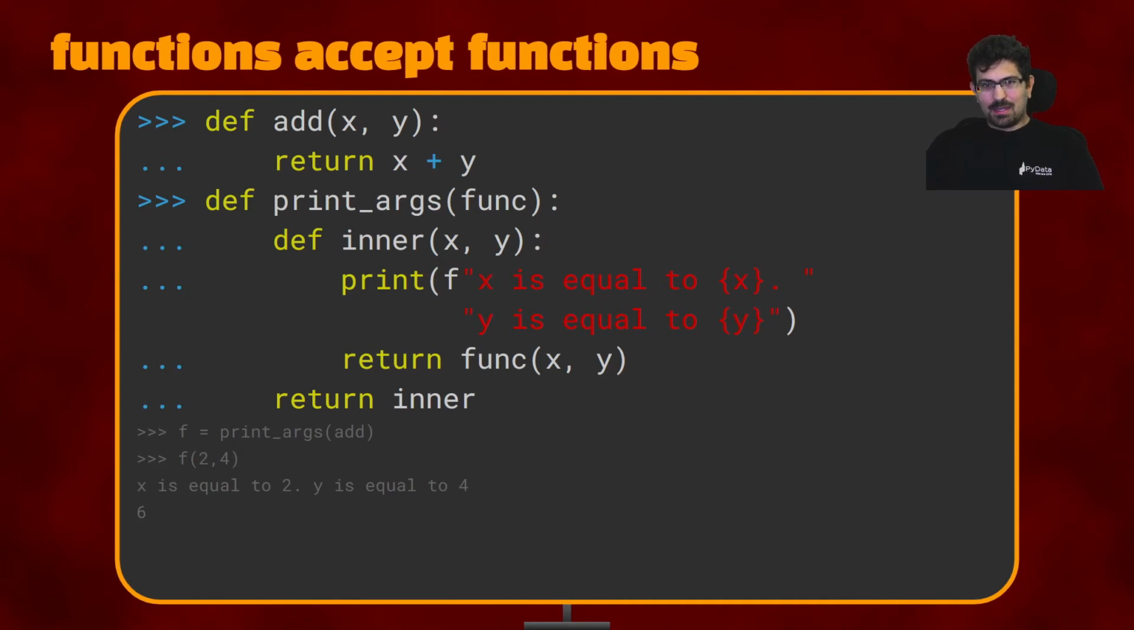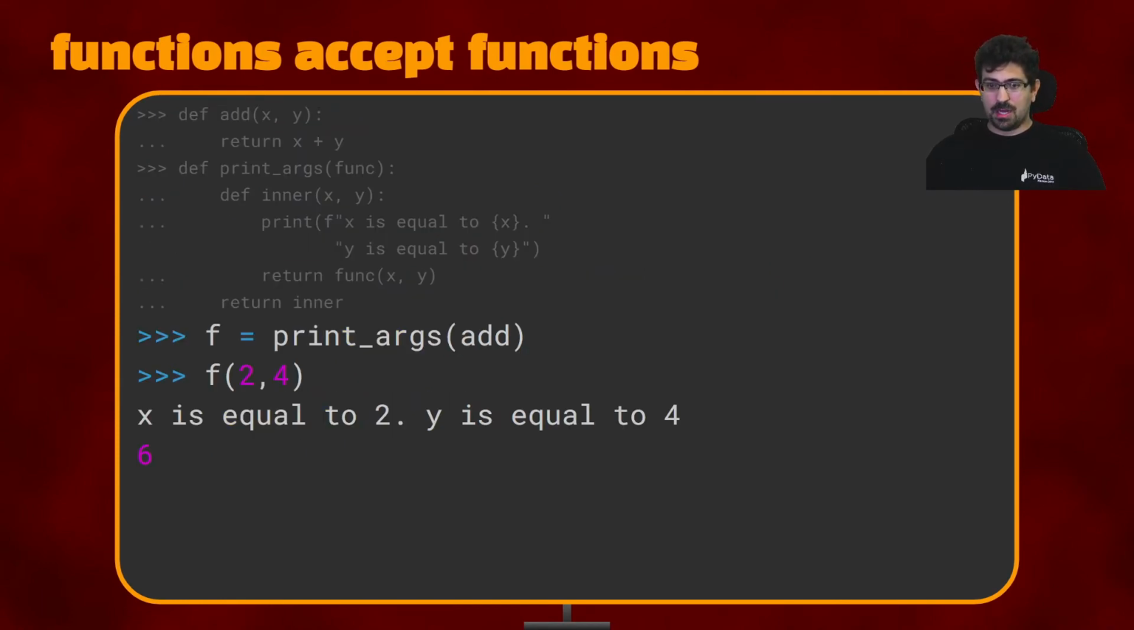So let's get the intro into decorators. Let's define a function called add. It takes an x and y, and it returns x plus y. Let's define another function. It prints args of a function that it gets, right? Because in Python, everything is an object. Functions accept functions. So inside the print args function, we define another function called inner. It gets x and y, and it prints the values of x and y. Then it returns the original function that we've given it.